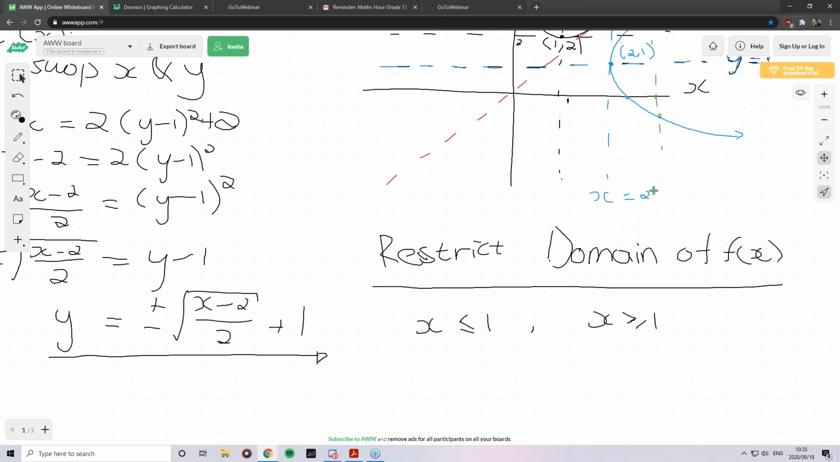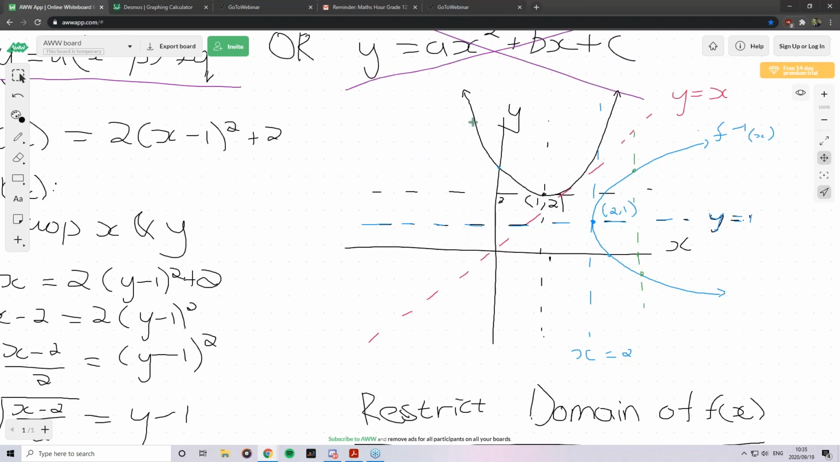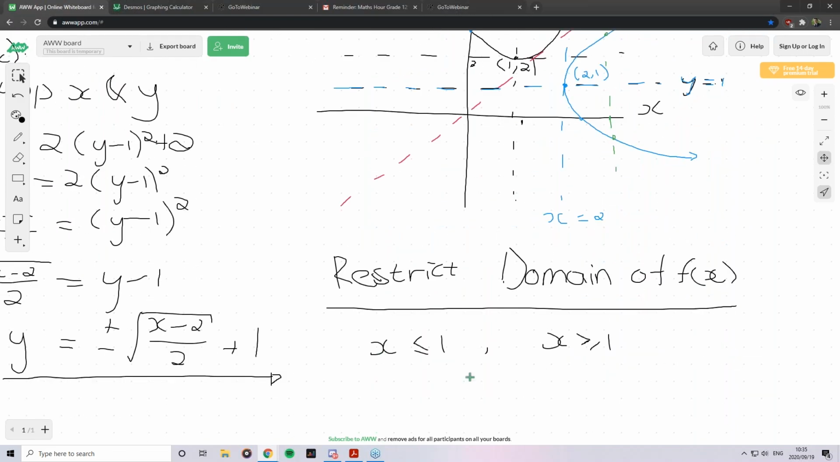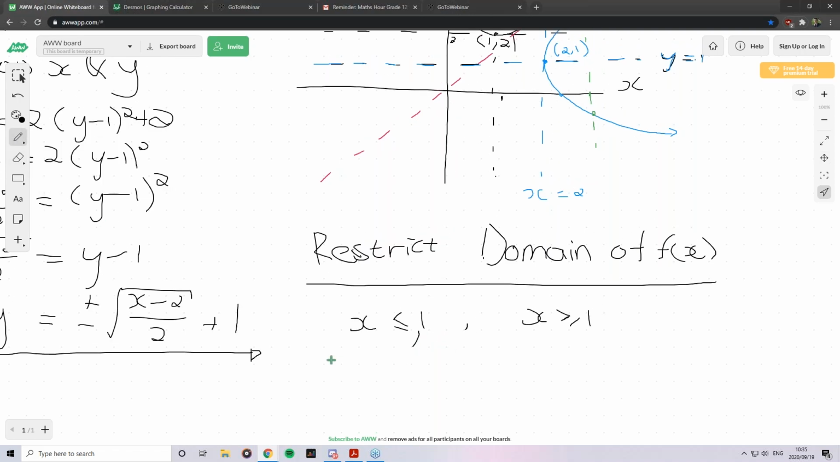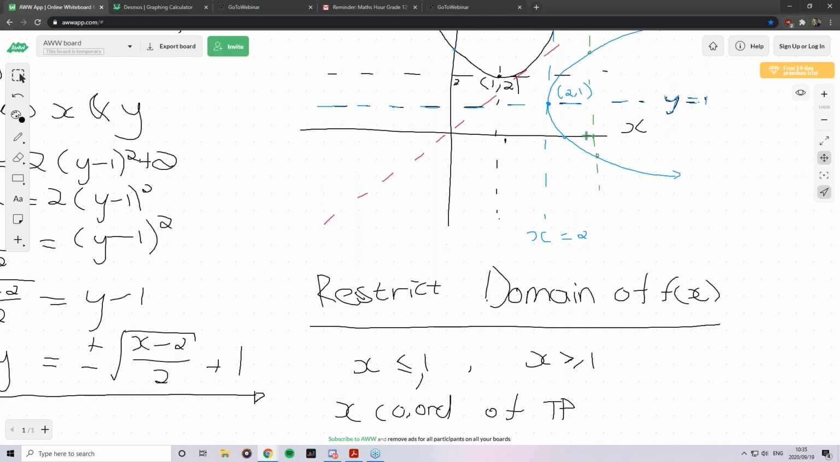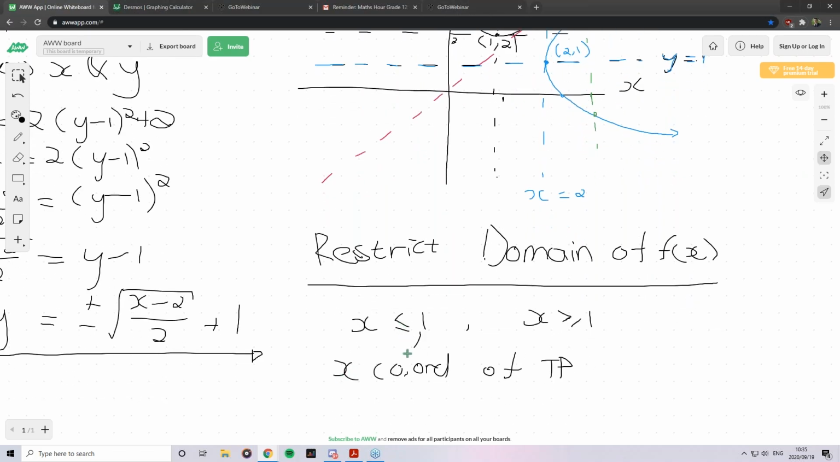Because the moment you say, all right, this only exists for x less than 1, then you only have one of these lines. And same for this. So that's really important, restricting the domain of x, of f of x. The reason I choose 1 is obviously this is the x coordinate of your turning point. So in a test, if they say, for what value of x do I restrict the graph so that the inverse exists, you just say x greater than the x coordinate of the turning point of the original graph.